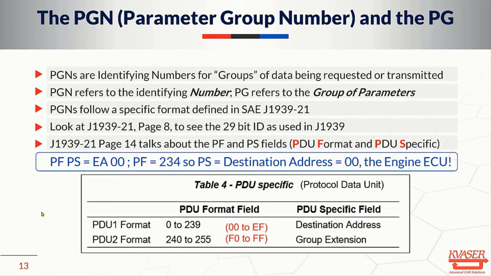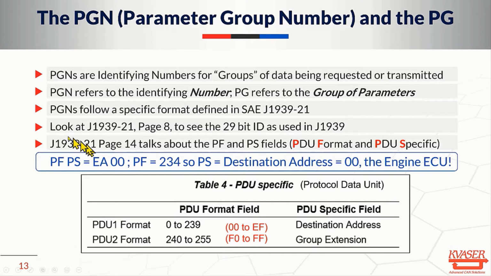So a PGN, a parameter group number, or a PG. The PGN itself is an identifying number for a group of parameters. Right? The PGN refers to the number only. The PG refers to the group of parameters. So it's a subtle difference, but it's an important difference. The PGN follows a very specific format defined in our -21 specification. And if you look at page 8 of -21, you'll see that it breaks down the full definition of how the 29-bit identifier, the extended CAN identifier, is used in J1939. On page 14, it talks about the PF and the PS fields. So this is PDU format and PDU specific fields. These are double acronyms. PDU is protocol data unit.